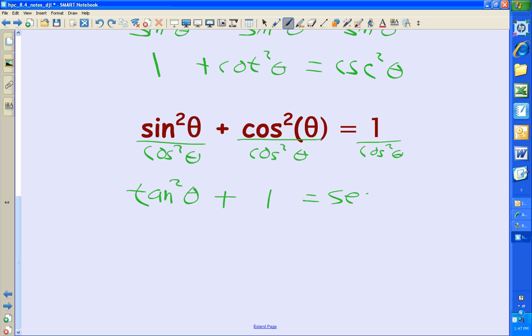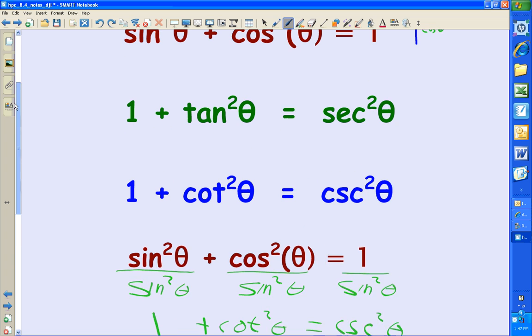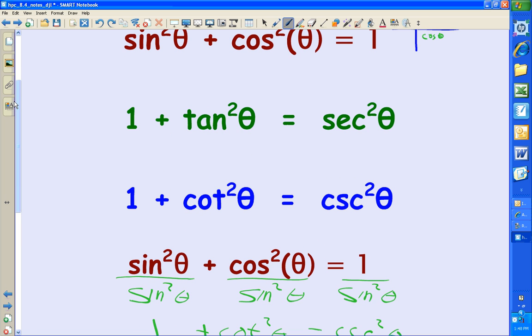Secant squared theta. So in this case, it's not really ridiculously difficult to come up with these two functions, the green and the blue, simply by taking the original one and dividing by sine squared or cos squared. But you want to know each of them. And you also want to be able to manipulate them. So for example, this green identity, 1 plus tan squared equals secant squared, what else is true if this is true?